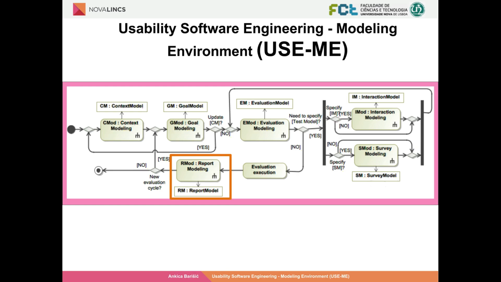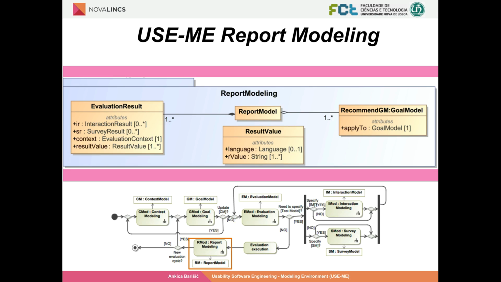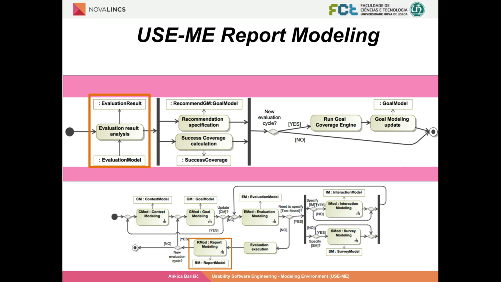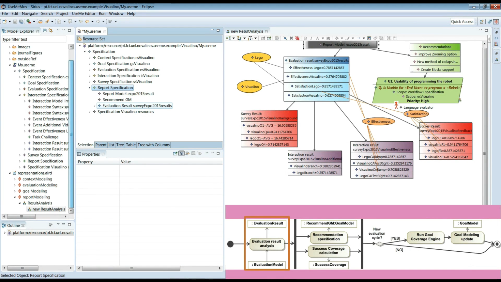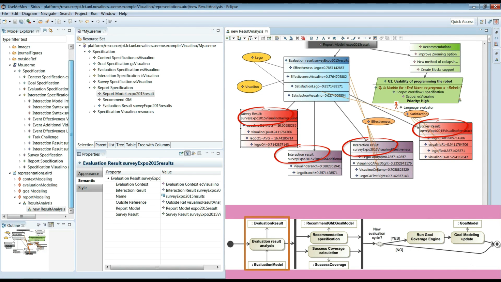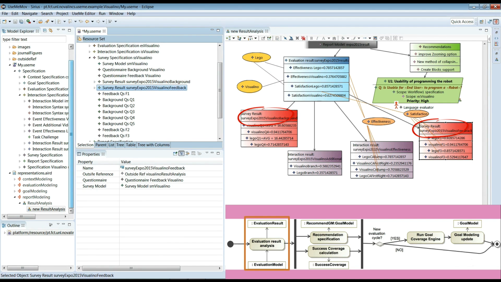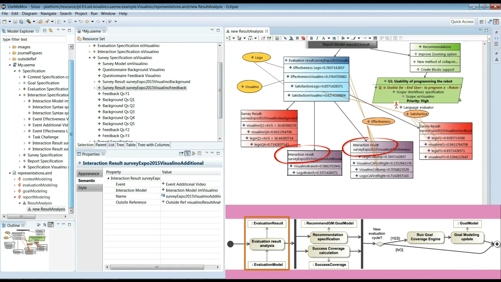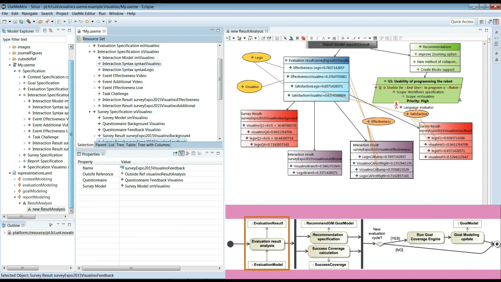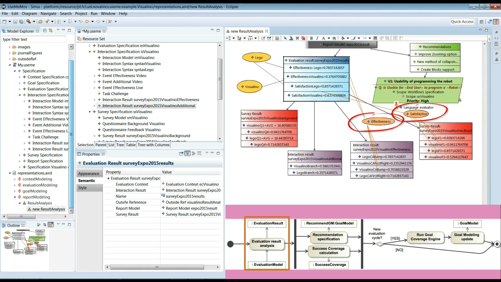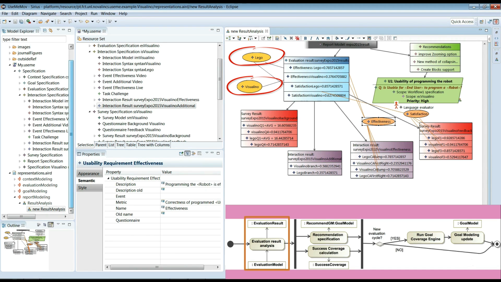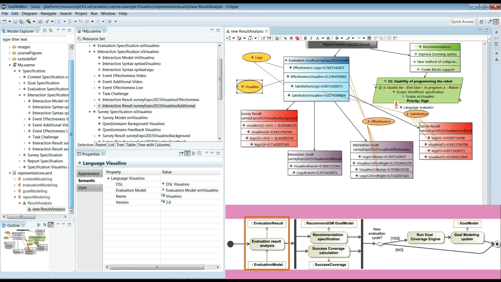The next step is to analyze the stored results of the test models and to create the report model during the report modeling activity. To calculate the evaluation results of the report model, the results of the interaction and survey test models are documented. Survey results report the answers to the questionnaires, while interaction results report on occurrence of interaction event concepts. They are correlated to evaluation results, whose objective was to analyze the effectiveness and satisfaction requirements for each language. The statistical analysis documents are assigned as outside reference properties.